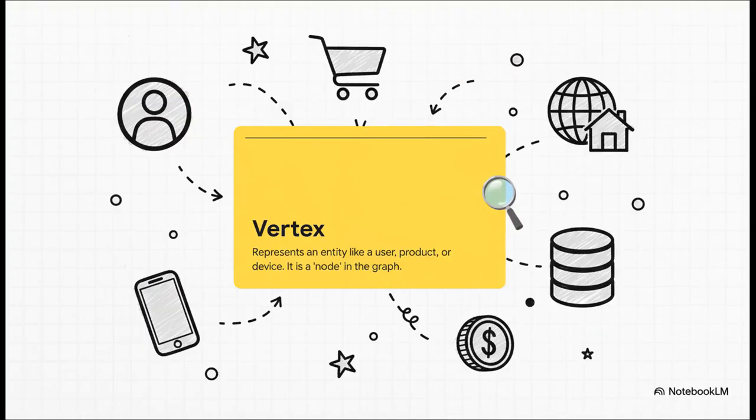Now, a graph really only has two basic building blocks. The first one is called a vertex. And you could just think of it as a node or a thing. It's a person, a place, an object. It could be a user in your system, a product you're selling, or even a single transaction. It's basically the noun in your data story.